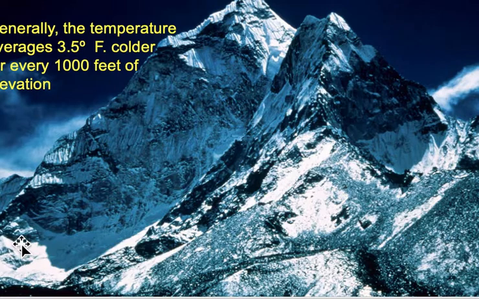So if we look at elevation, this should make sense that as you go up, it gets colder, about an average of 3.5 degrees Fahrenheit for every 1,000 feet you go. So this here is Mount Everest. At the top of Mount Everest, it's going to be much colder than it is at the bottom, simply by going up in elevation.